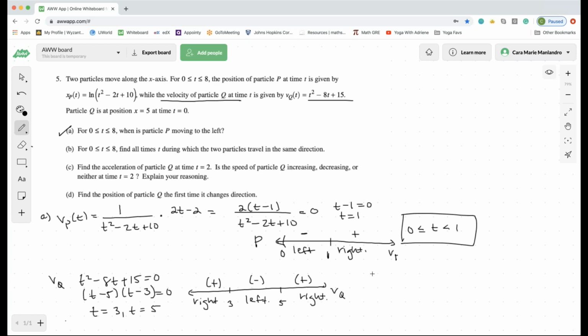All right, so it looks like the particles are going to move in the same direction from 1 to 3. So from 1 is less than t is less than 3, we can say that both particles are moving to the right. And then similarly, particle P is still moving to the right. Particle Q went back and forth a little bit, but then from 5 is less than t is less than 8, same thing. Both particles are moving to the right.